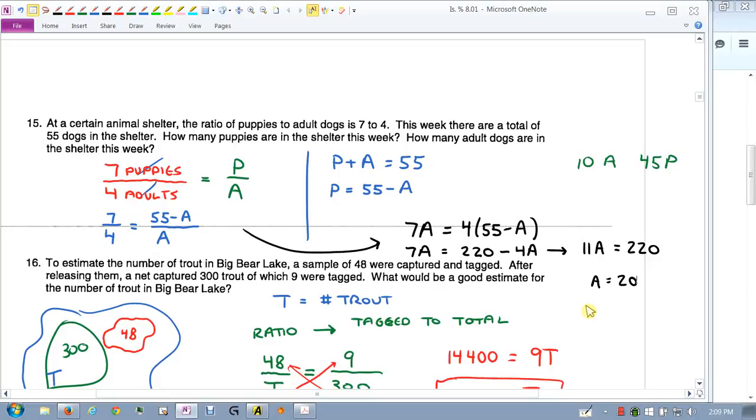All right, so we think we know how many adults there are. How many puppies are there then? 35. And you do that just by coming up here. Puppies is 55 minus A. We think A is 20. So we should have 35 puppies, 20 adults. Puppies is 35. Adults is 20. Yes. Okay.